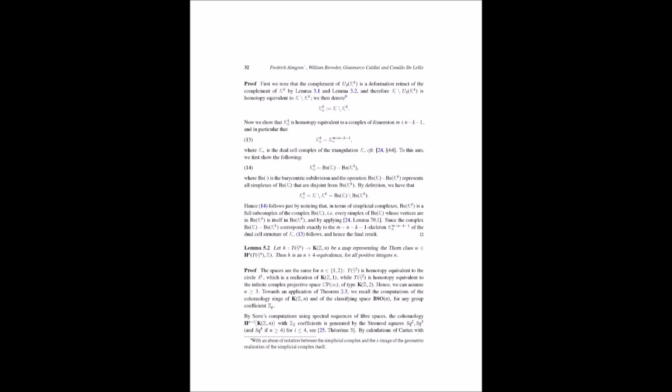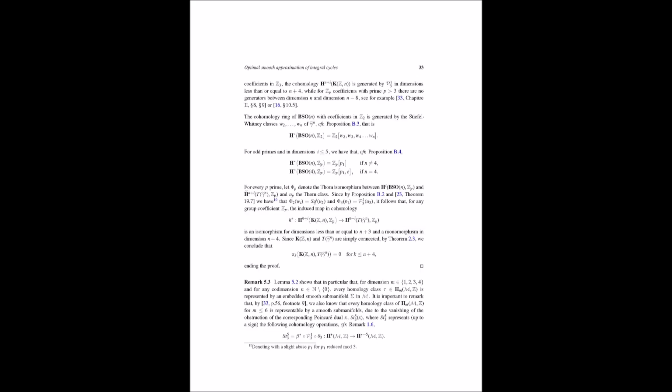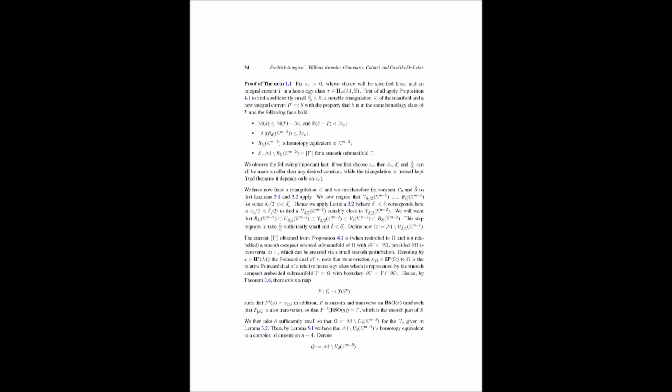Precisely. And by carefully analyzing this map, they can show that it's possible to construct a new integral cycle that's homologous to the original one, but has singularities confined to the M5 skeleton. So they've essentially pushed the singularities into a lower dimensional space closer to that scaffolding we talked about earlier. Yeah. That's a big step towards smoothing things out.